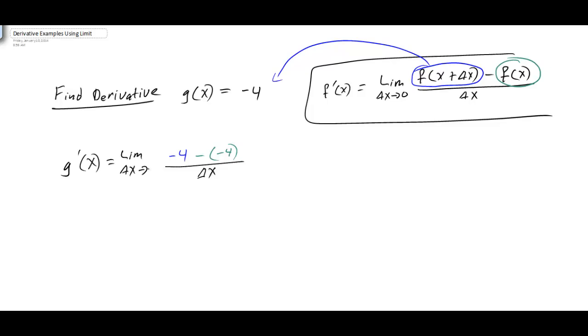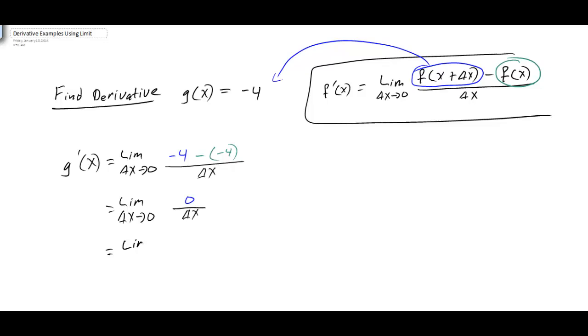Now, once again, we can't substitute in 0 for delta x because we have delta x on the bottom. So we need to eliminate that somehow. Well, if we notice what's going to happen to the numerator, -4 minus the -4, that's going to go to 0, but that's still divided by delta x. Well, can we still use direct substitution? The answer is no, because we would have 0 divided by 0, which is undefined.